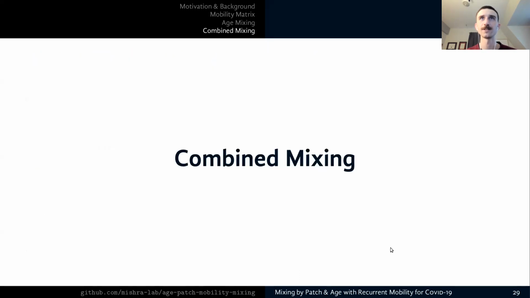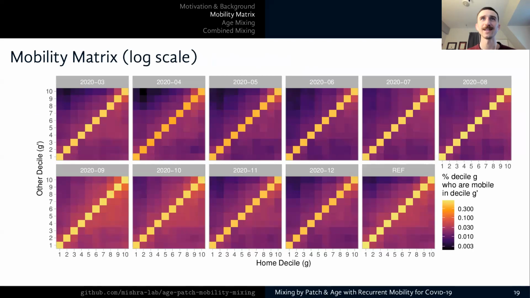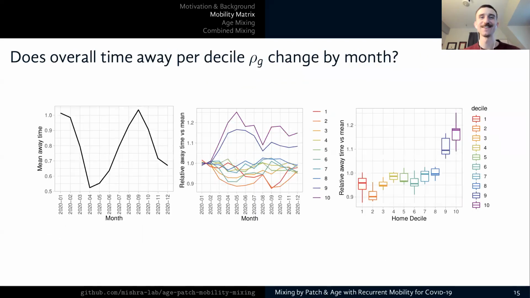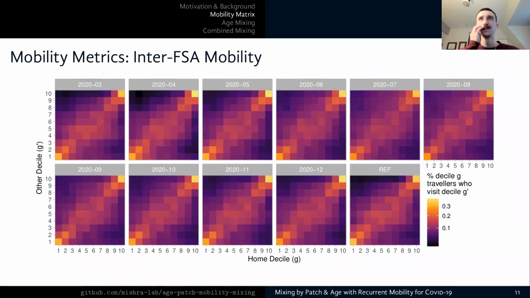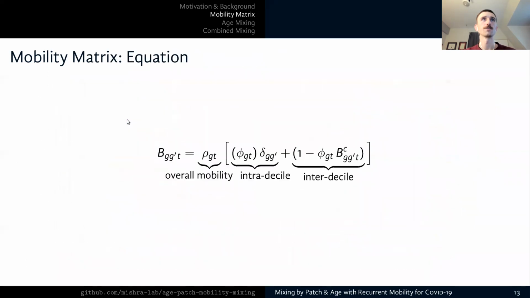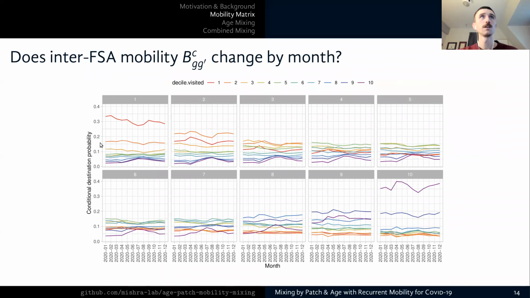Okay, next time I'm going to go through my slides as originally planned, because I can answer your questions with them. These are the conditional probabilities of traveling to different other neighborhoods throughout the pandemic. We can see they're actually pretty consistent, not too much difference. Another representation is here: does the inter-FSA mobility change by month throughout the pandemic? There are some differences, but the overall patterns are reasonably consistent.